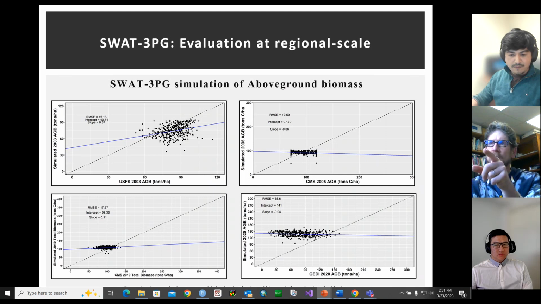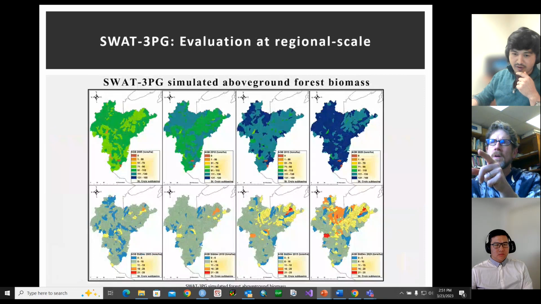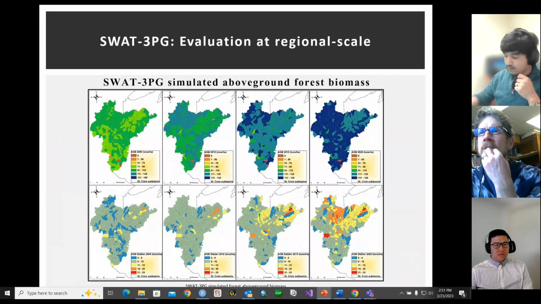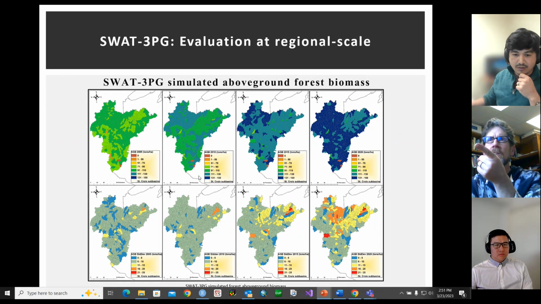Maybe it's a couple slides forward now. This one right here. Yeah. Okay, right. The previous one. Okay, so this is the simulated biomass for 2005, 10, 15, and 20. And so this is a range of values here in your simulated biomass. So why in the scatter plots is it so flat?